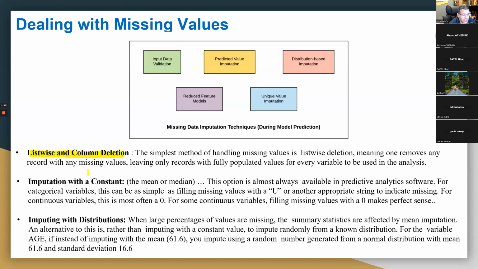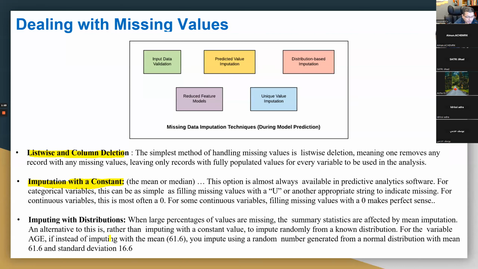We could do listwise and column deletion, or impute with a constant. The company tells you, go ahead and replace all the missing values with 50. They have their own logic. I don't care. I should know it, yes, but this is the business rule. So there is nothing we can do. Just replace all your missing values with a number.